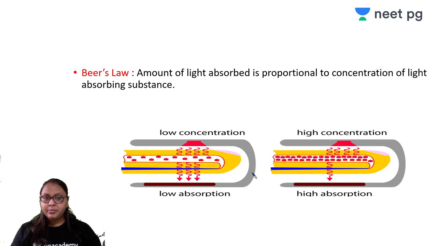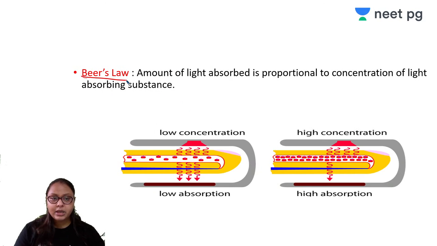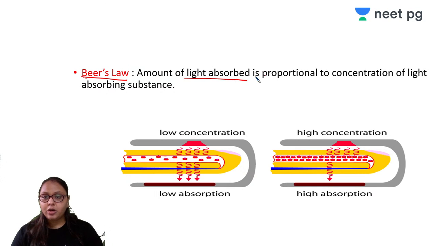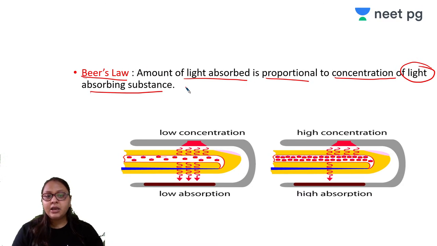Now, what is in Beer's law? It depends upon how much hemoglobin there is, how much solute is present. Okay? So, the amount of light absorbed is proportional to the concentration of the light absorbing substance. Hemoglobin is a light absorbing substance.